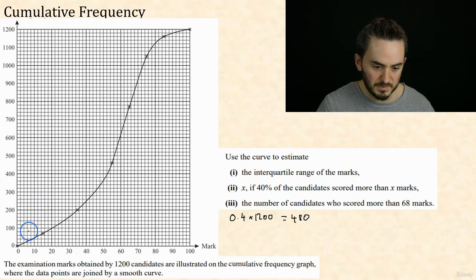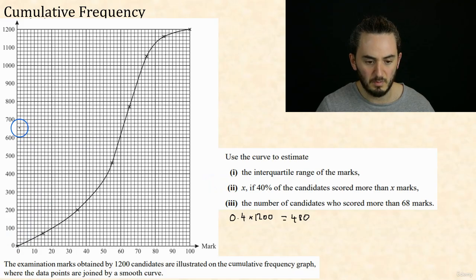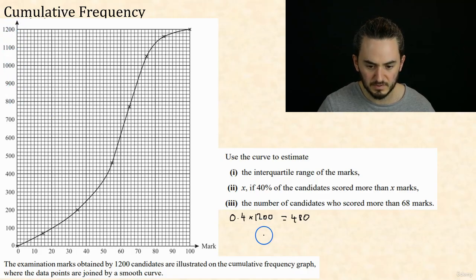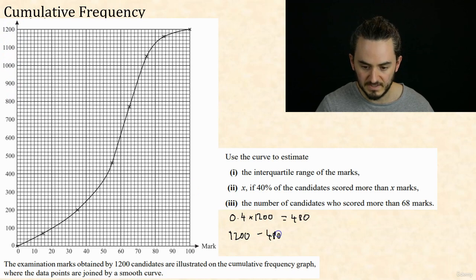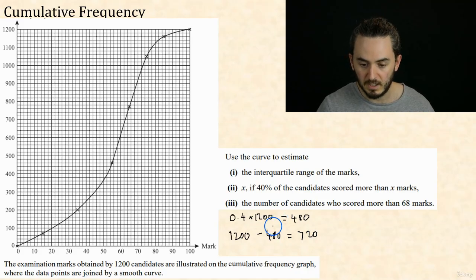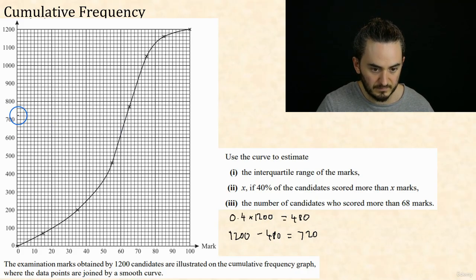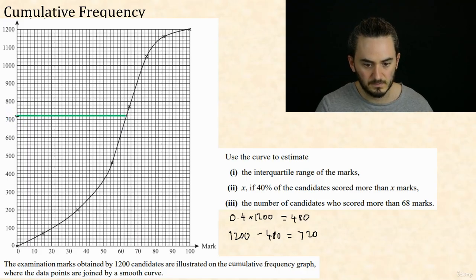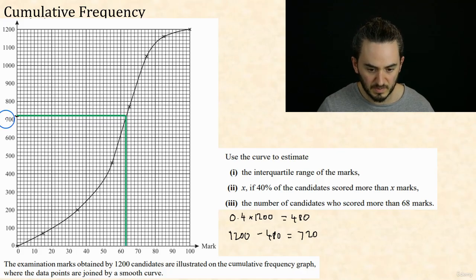Now, the cumulative frequency is counting from the bottom up rather than from the top down. So the top 480 students, we need to count down from 1200. So if I do 1200 minus 480, that gives me 720. So I'm looking for the 720th student. So I just find 720, which is here, and draw a line out from there down to the axis below and try to see as accurately as I can what point that is.